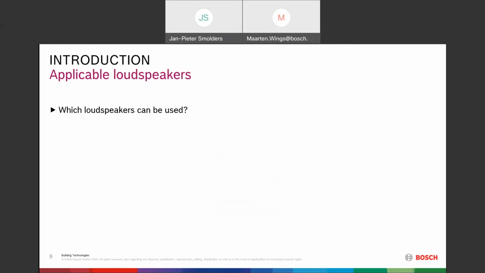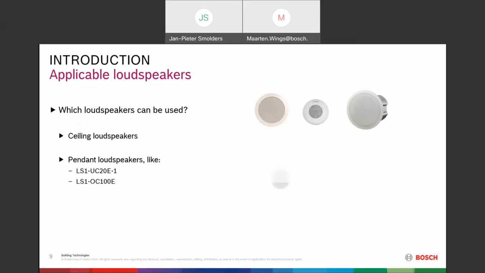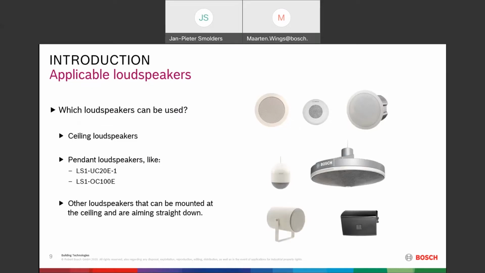So when we're using EASE Address, which loudspeakers can we use? Ceiling loudspeakers are the most obvious ones. You mount them in the ceiling. They point down to a listening area. But also pendant loudspeakers you can mount on a ceiling, like the 2 examples you see over here. Or loudspeakers that you can mount at the ceiling and aim straight down, like the sound projector and the cabinet loudspeaker here. They both have a bracket, so you can point them straight down to the floor.